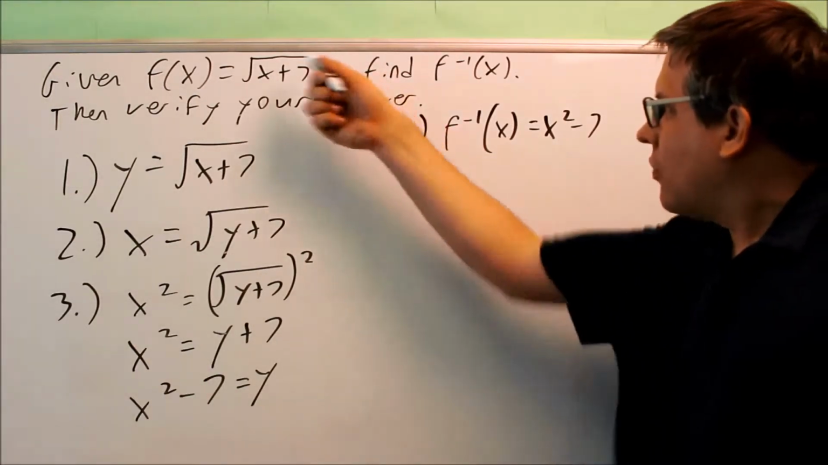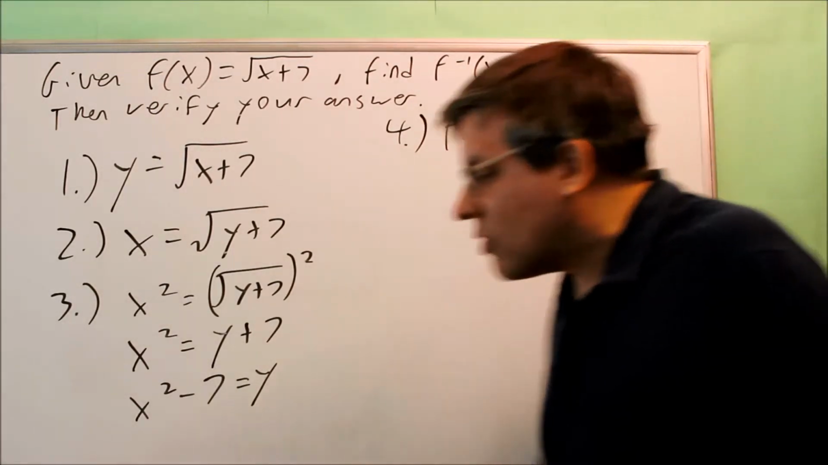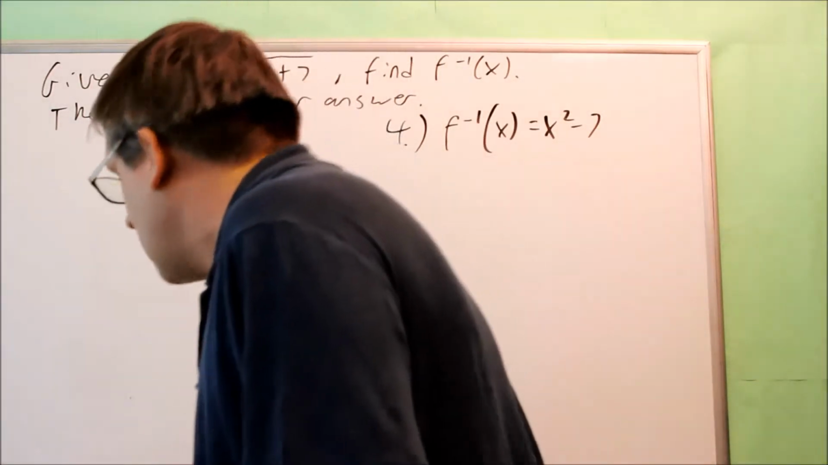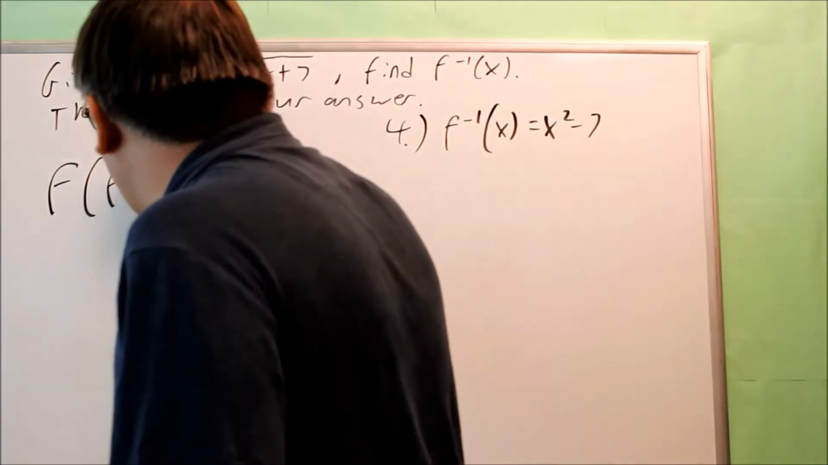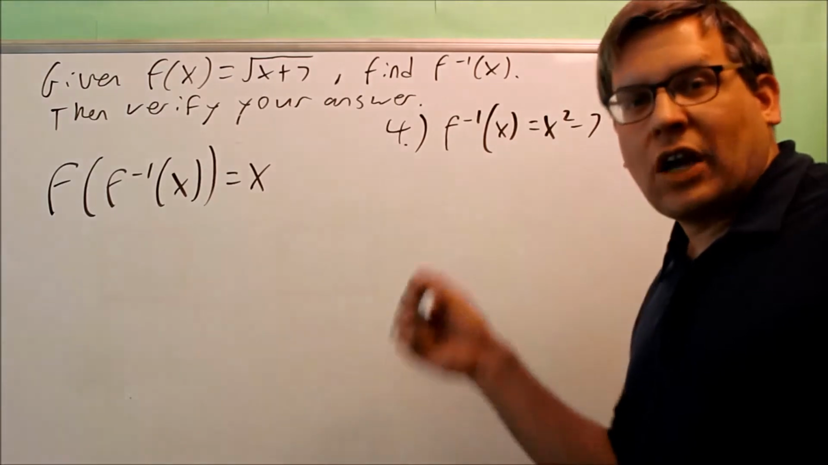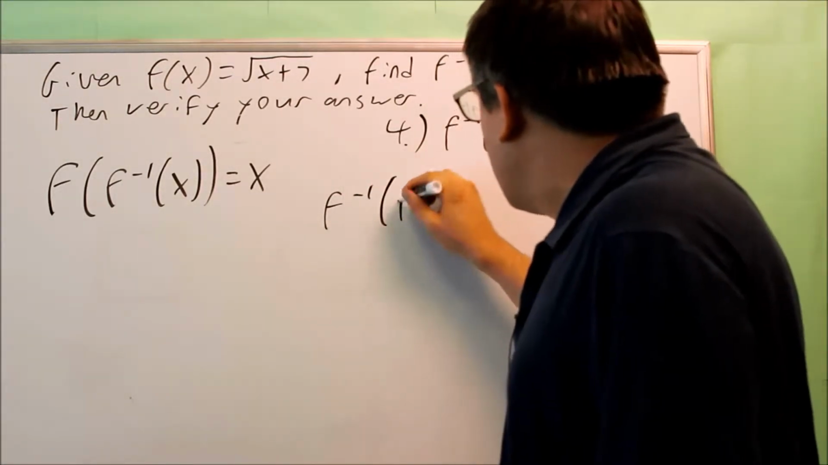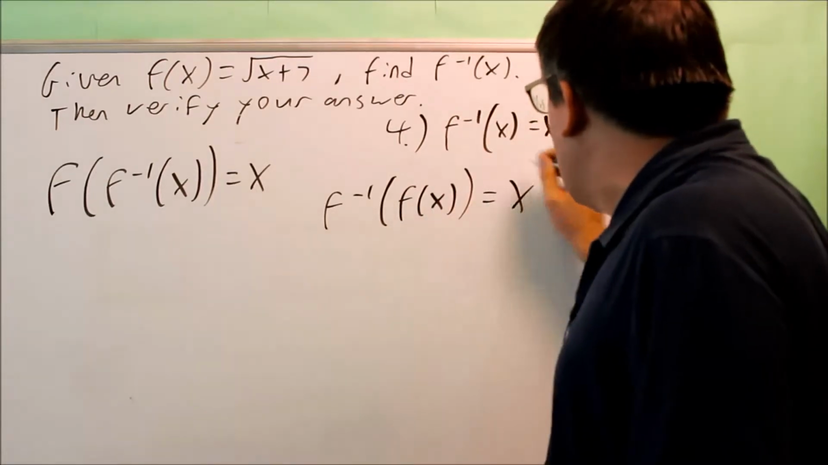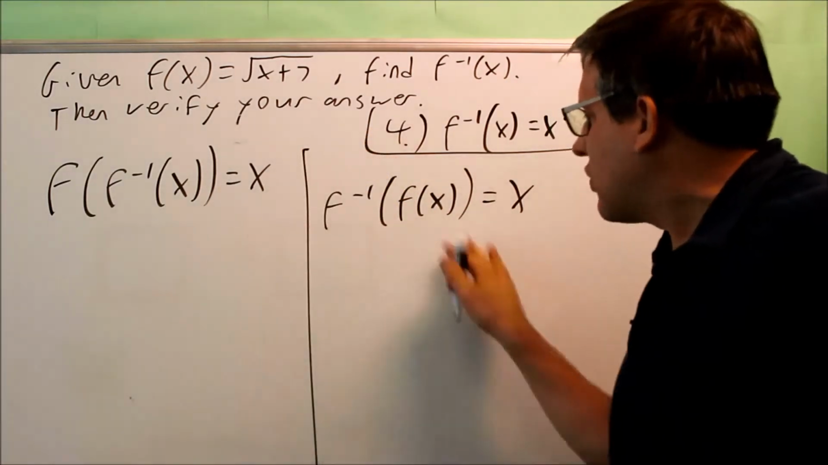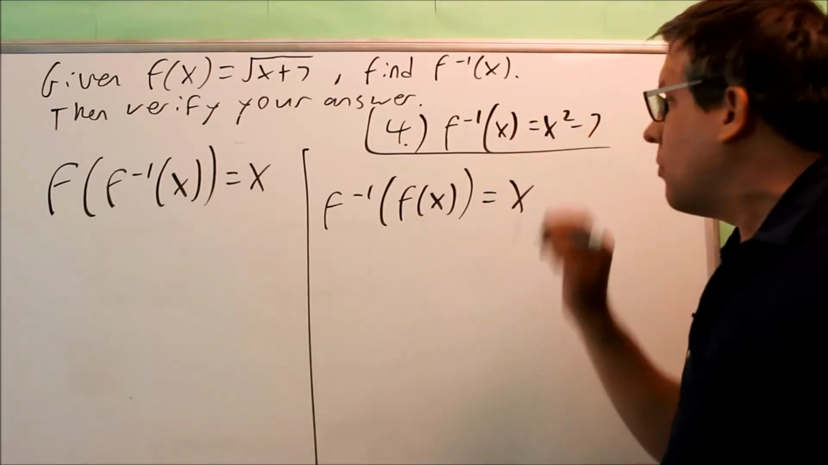Okay, now that I have these two, I'm going to do the test for each one and show that these are inverses by verifying it. The verification process is always the same. Here we're going to do this check: we put the inverse into the original one, and we have to get x. The other check is putting the original one into the inverse. If I get x for both, that means I've verified that x squared minus 7 is the correct inverse.